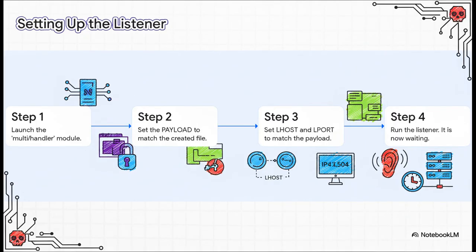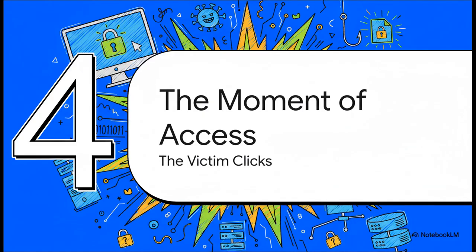So the attacker configures their listener to expect the exact type of call from the specific payload they just created, using the very same IP address and port number. It's kind of like tuning a radio to the correct frequency, and once that's set, they just have to wait. So the trap is set.